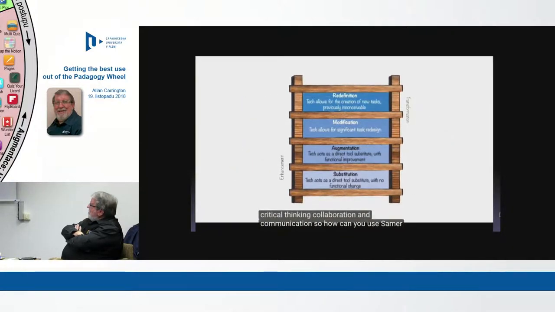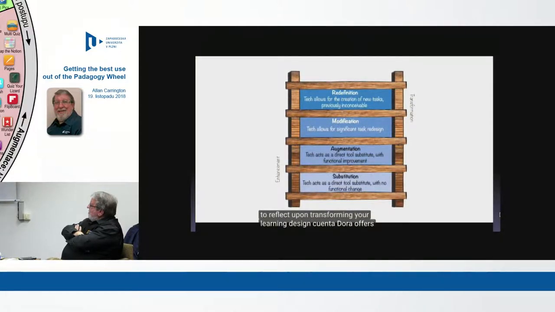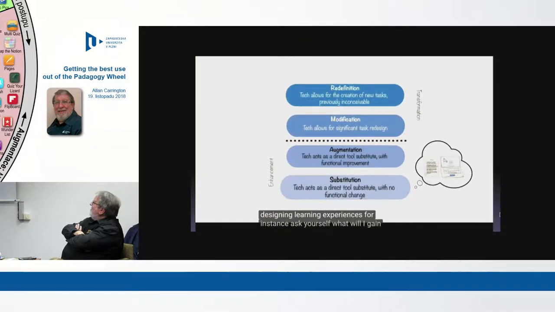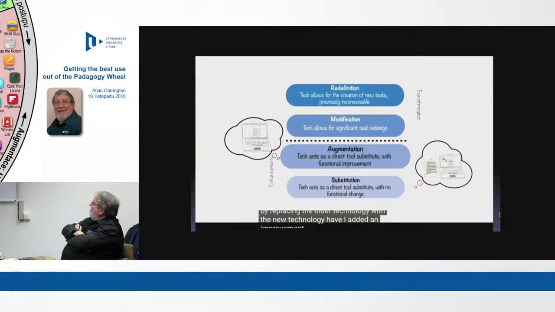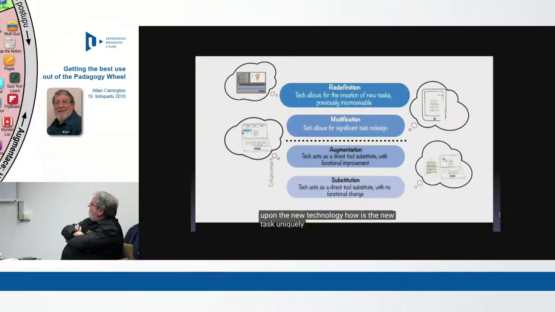So, how can you use SAMR to reflect upon transforming your learning design? Puentedura offers reflection questions to help you move up the SAMR ladder and shift how you are designing learning experiences. For instance, ask yourself, what will I gain by replacing the older technology with the new technology? Have I added an improvement to the task process that could not be accomplished with the older technology at a fundamental level? Does this modification fundamentally depend upon the new technology? How is the new task uniquely made possible by the new technology?